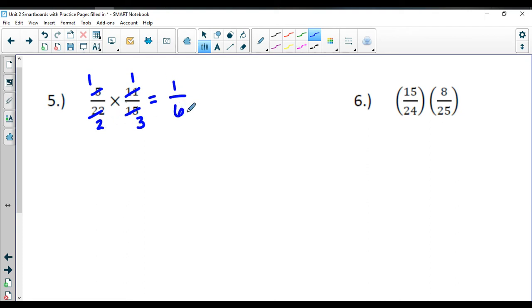The nice part about multiplying is if you miss one of these cancellations, your answer is just not going to be reduced. So the reason that we cancel is so that we can work with smaller numbers.